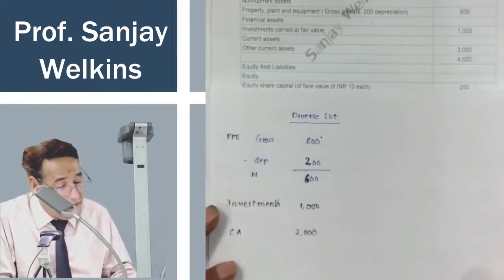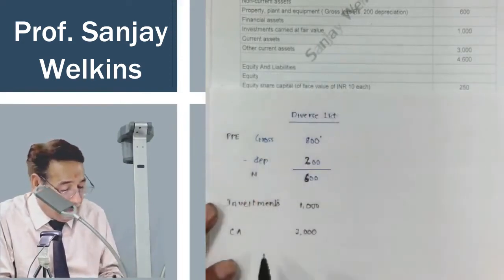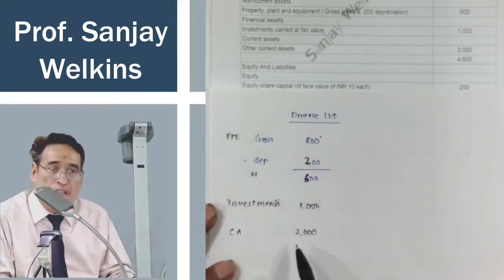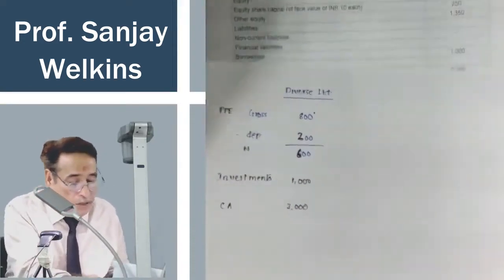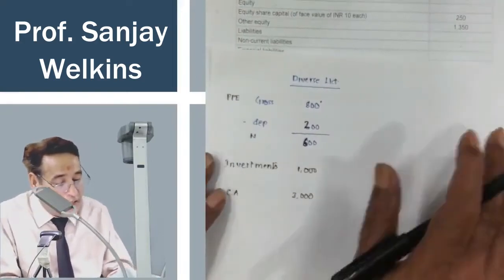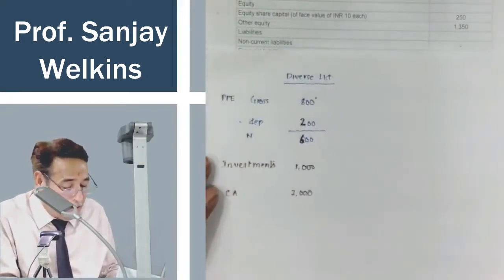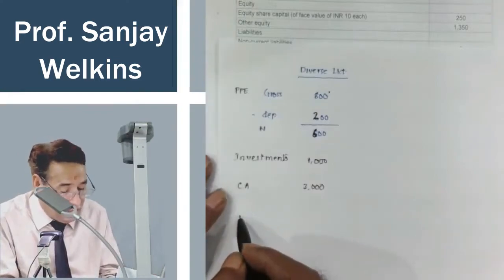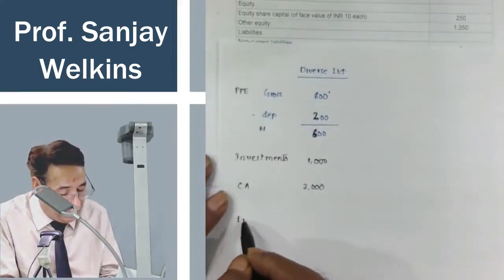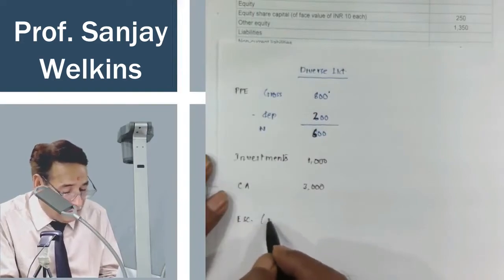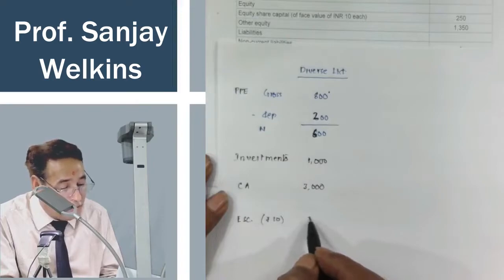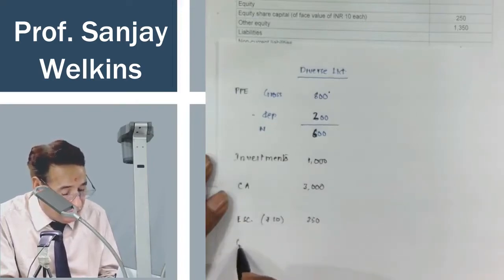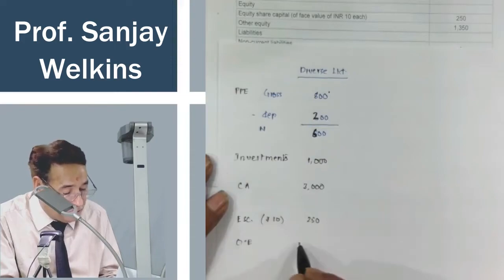Then besides that, we have been given equity and liability. As far as assets are concerned, these are the items furnished to us in this question. Now we have a look over the equity and liability. Under equity, we have equity share capital. One share is of 10 each, and total equity share capital given to us is 250. Other equity given to us is 1,350.